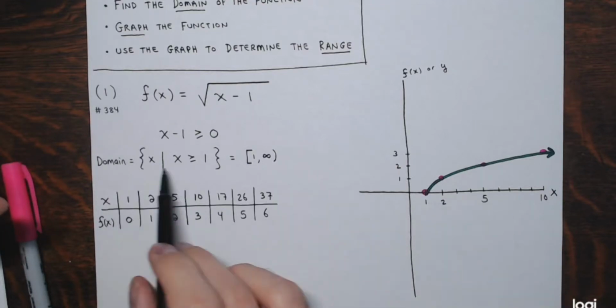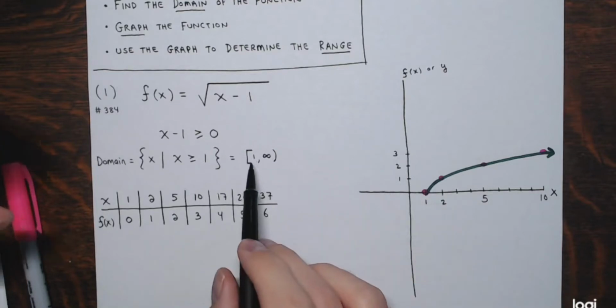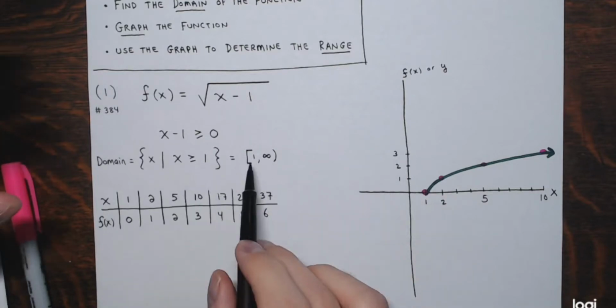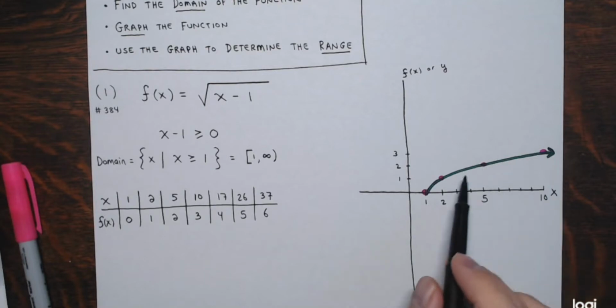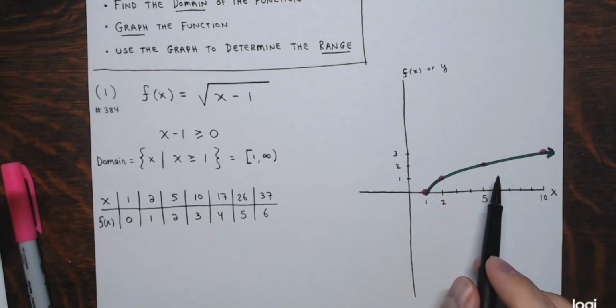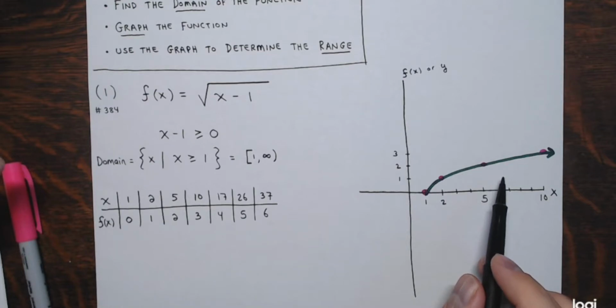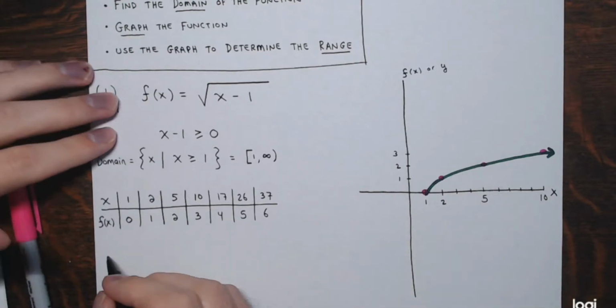And we got the domain, from 1 to infinity, x is greater than or equal to 1. We have a graph here, a nice hand drawing, which I'll show you a better Desmos drawing in a second, a better graphing calculator drawing. And then the range.